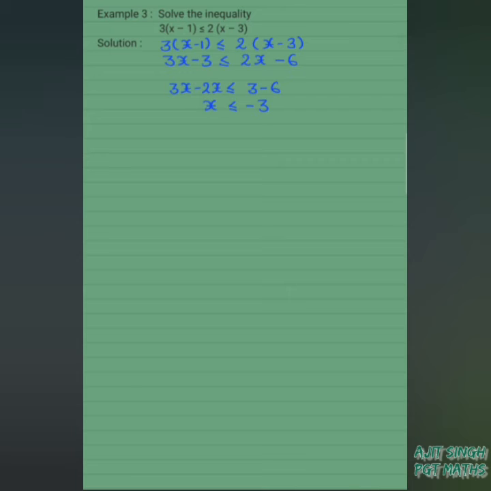Suppose x is a real number. If x is a real number, then x belongs to minus infinity to minus 3. Minus infinity is the open interval, and because x is less than or equal to minus 3, on the side of minus 3 we will use the closed interval, that is the big bracket. So x belongs to minus infinity to minus 3. This is a semi-closed interval.